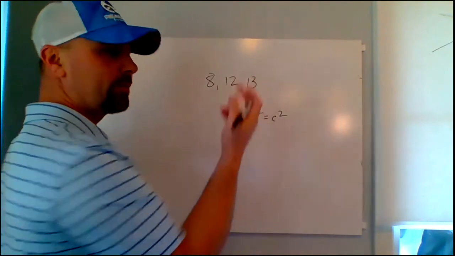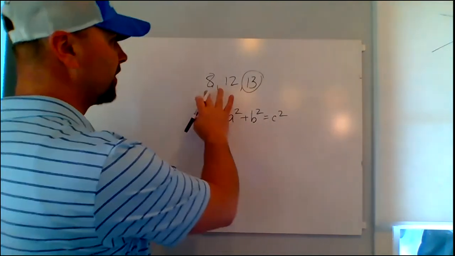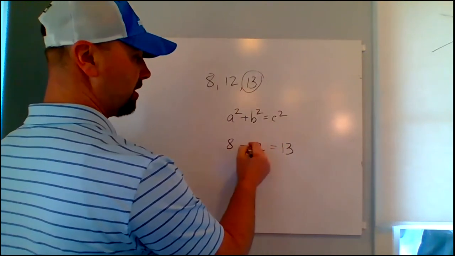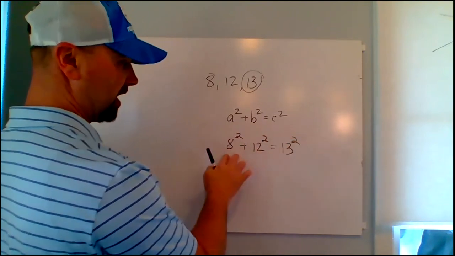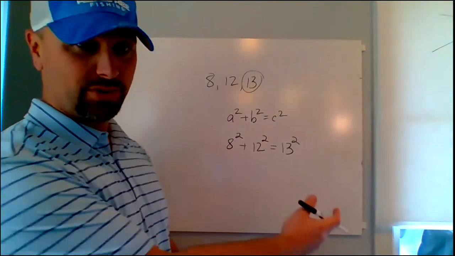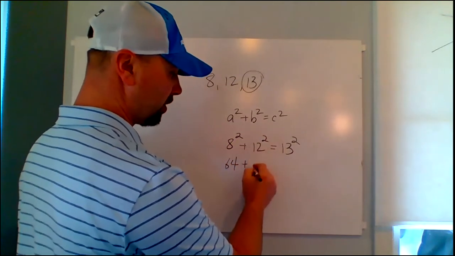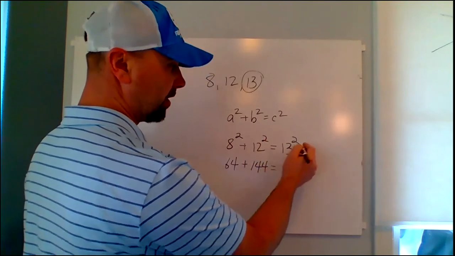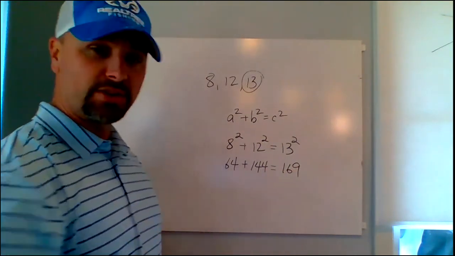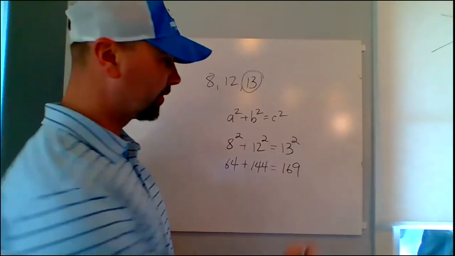Plug them in. Which one would be a, b, and c? Remember, c is always the longest. This happens to be in order, but it doesn't have to be. So this would be our a and our b. This would be our c, okay? Bring everything down. A squared plus b squared equals c squared. Now let's just work this out. If it makes a true statement, then that's a right triangle. 8 squared, 64. 12 squared is 144. 13 squared is 169. So now we got to ask ourselves, does 64 and 144 make 169? It doesn't. This would not be a right triangle, okay?